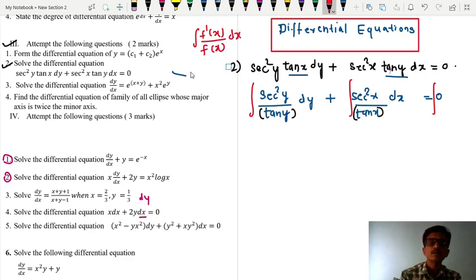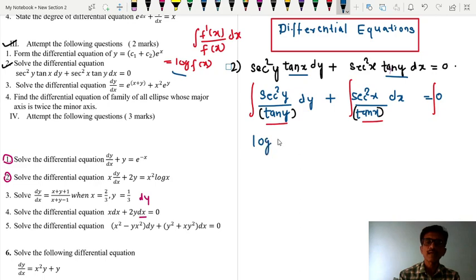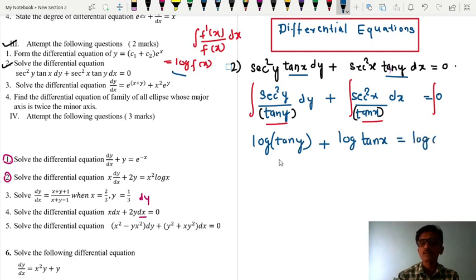So that is equal to what? Log of f of x. So this integral will be log of tan y, and this integral will be log of tan x. So it is log of tan y plus log of tan x and plus log of c, the constant of integration.